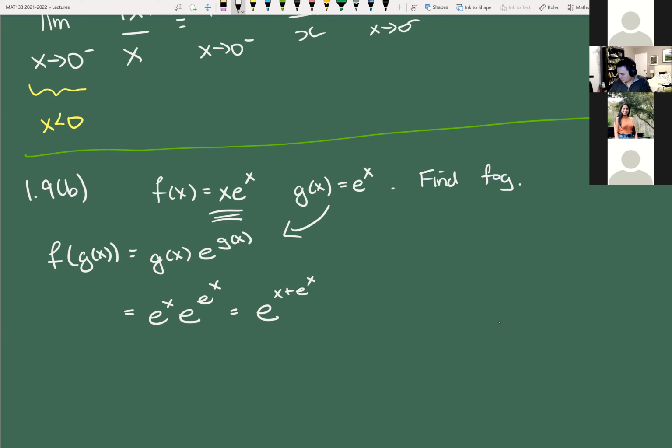Is it maybe this last step? Because I know this one sometimes bugs people. But the answer is probably written like that. What does the answer key say? Here, let me see if I can pull it up. Oh yeah, I'm in the wrong thing. Lecture notes, MAT133, solutions.